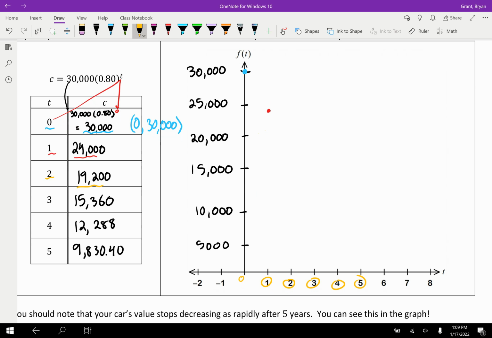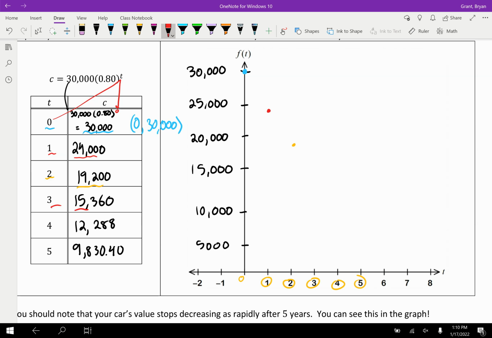This one I'll do in yellow, 2, comma 19,200. So 19,000 is below 20,000, actually a little bit lower below than this guy was. And so this next year, if you can again do that quick math, it looks to me like we only lost about $4,800. So we didn't lose as much this time. And that's because we're doing percentages. First we did 80% of 30,000, that's our 6,000. Then we did 80% of 24,000. If you do a percentage of a smaller number, you're going to get a smaller answer. So we lose less and less value every year. All right, enough of that.